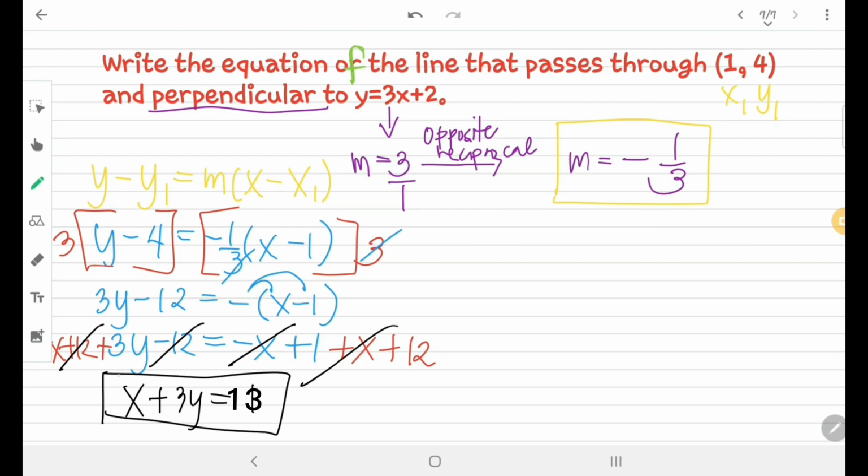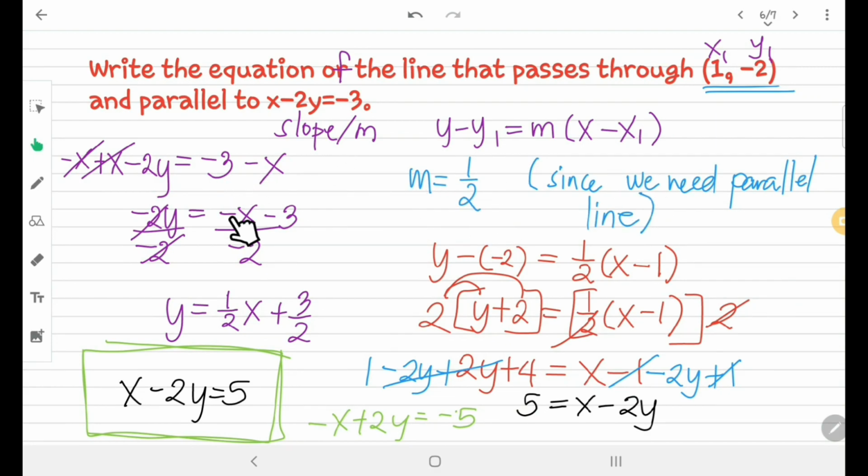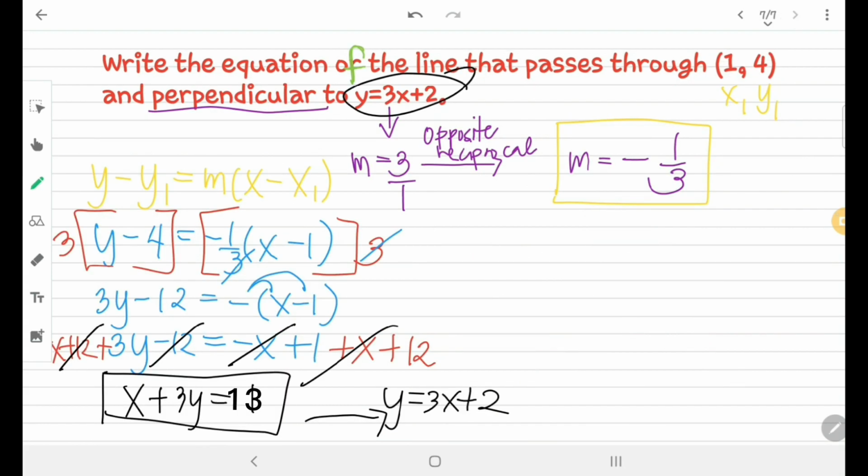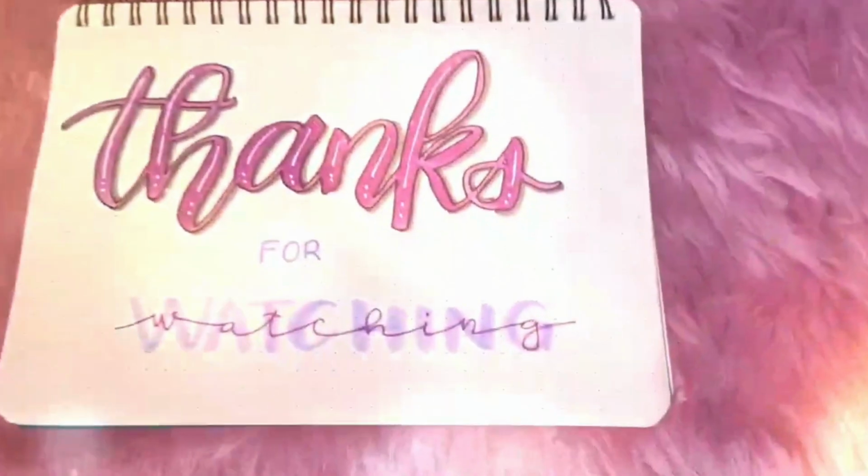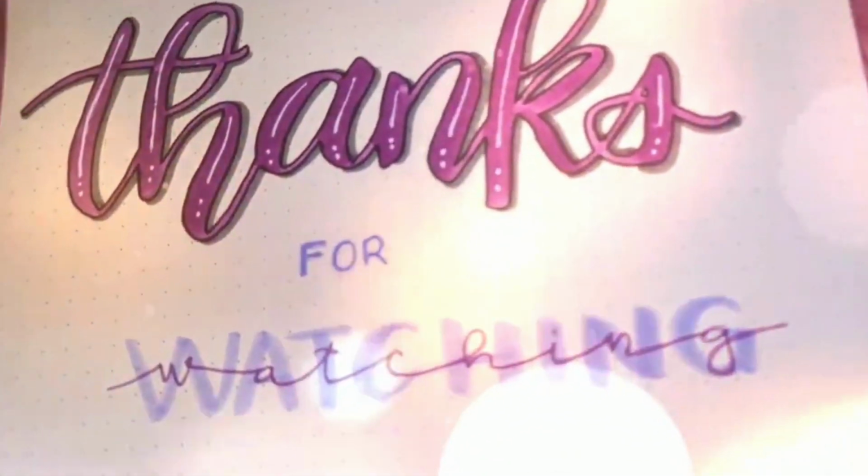So, ito yung final answer, block. Perpendicular ito kay y = 3x + 2. Again, they are perpendicular dahil opposite reciprocal yung kanilang slope. So, pwede na muna mag-change to into slope-intercept form para ma-sure. So, kapag pareho, kung di ba slope nito ay 1/2, kaya pareho. Okay? So, that's all.